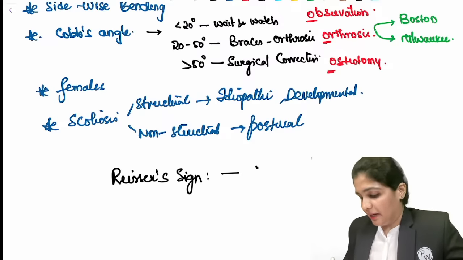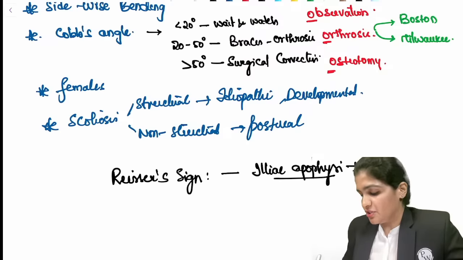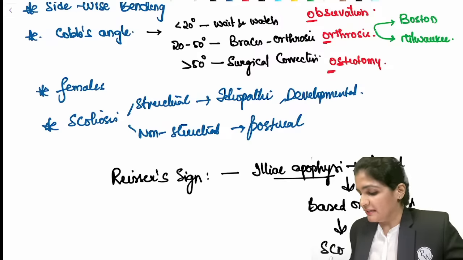Risser sign is nothing but the iliac apophysis. Before maturity, the iliac apophysis, which is not fused, is graded. Based on the grading, you can still comment whether this scoliosis curve will progress or not, right?